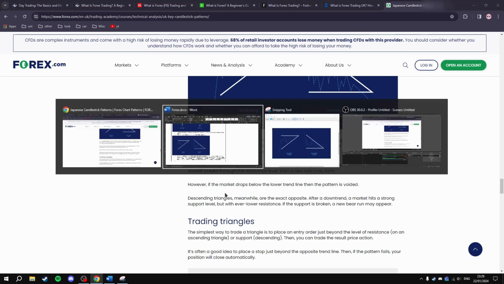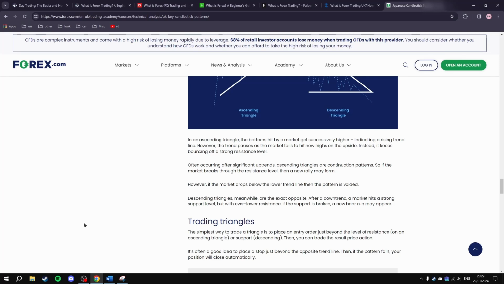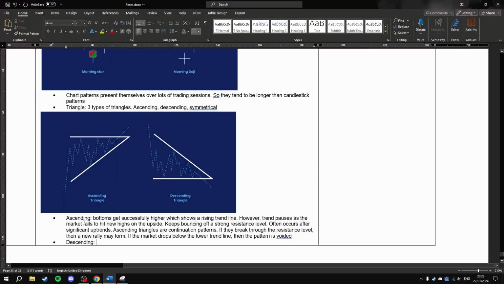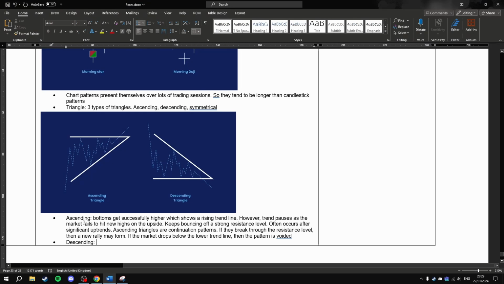Descending triangles are the exact opposite. After a downtrend, the market has a strong support level but ever lower resistance. If the support is broken, a new bear run may appear. So, strong support level, bottoms stay level.